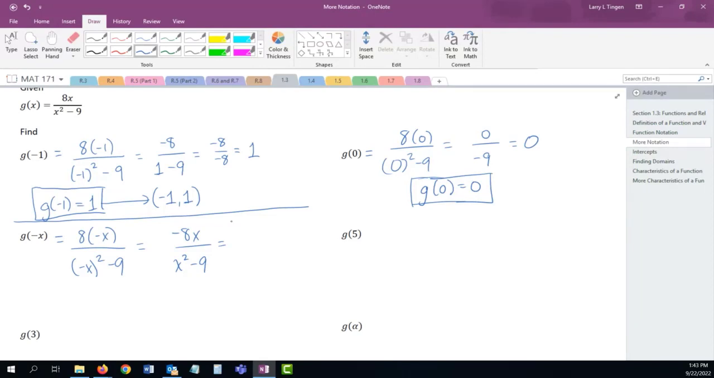The numerator has switched signs. So -8x over x squared minus 9. You can also put the negative out front. Both of those are acceptable. It just depends on which one makes more sense to you. -8x over x squared minus 9.